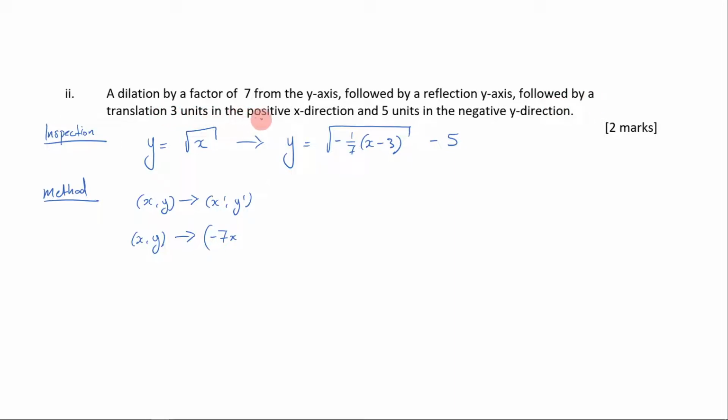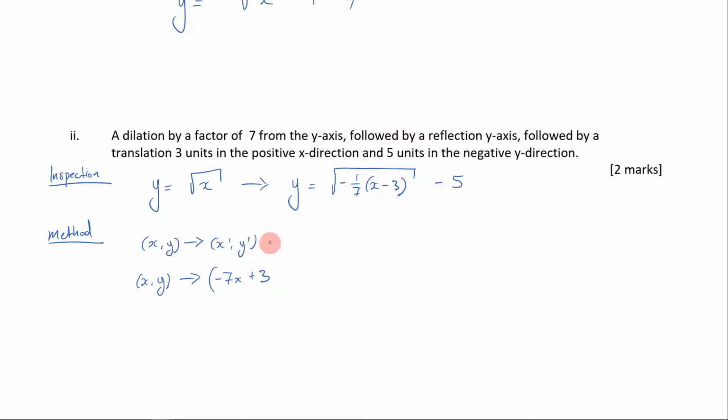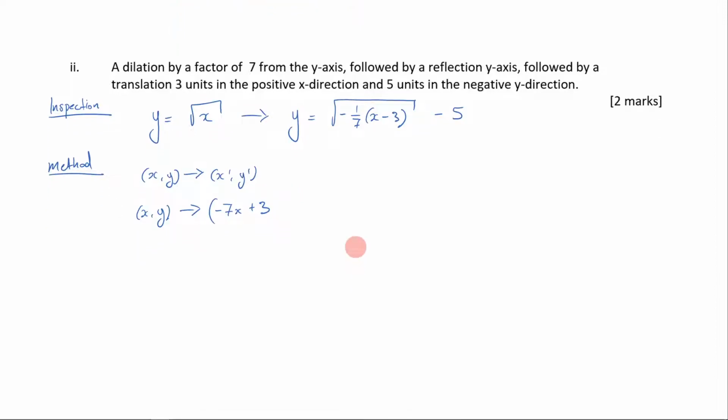Followed by a translation of 3 units in the positive x direction. So that means I plus 3 to my x. Then I'm going to go y minus 5, because I'm going 5 units in the negative y direction. Having done all that, now I can say that my x dash is going to be equal to negative 7x plus 3, and my y dash is going to be equal to y minus 5. So that means I'm going to end up with x dash minus 3 over negative 7 is equal to x, and then over here, I'm going to get y dash plus 5 is equal to y.